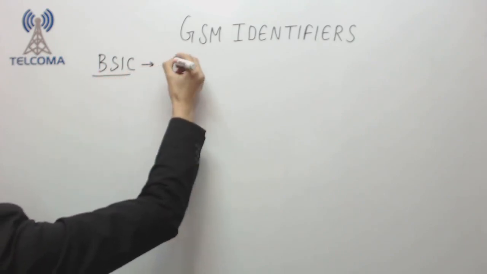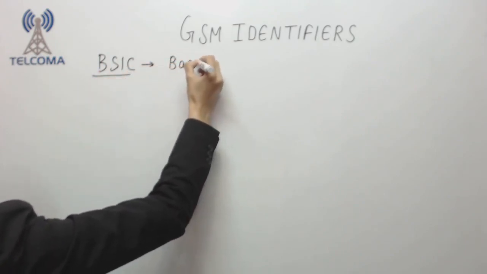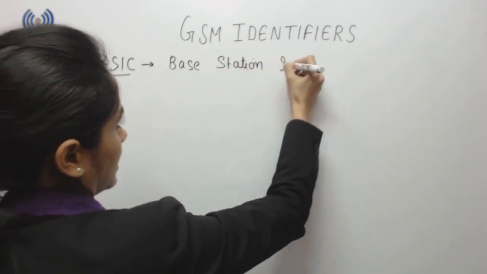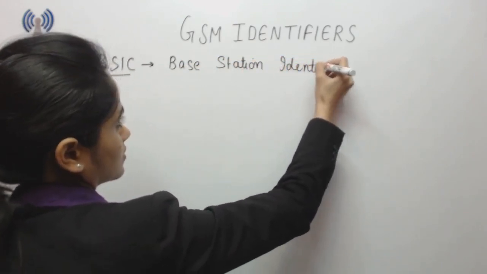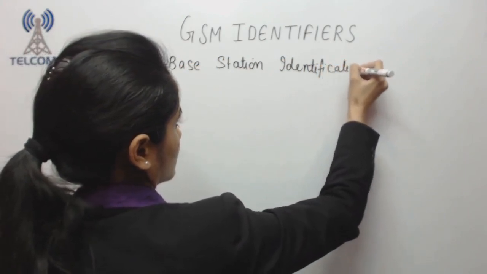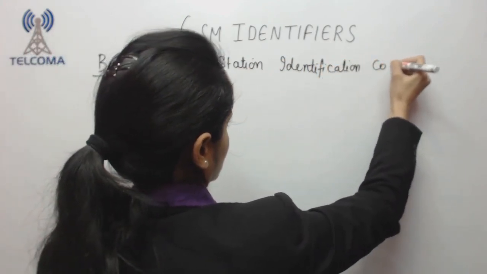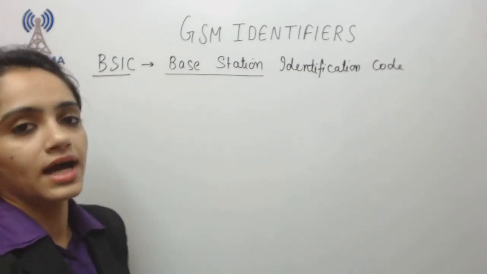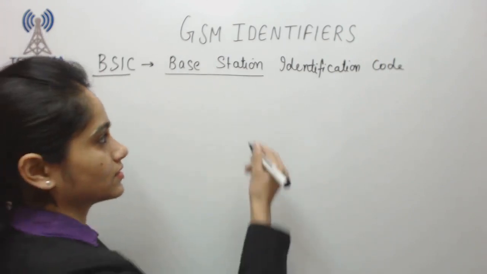This is an identifier which is base station identification code. From the name itself, this is a code which is used to identify the base station in a network.